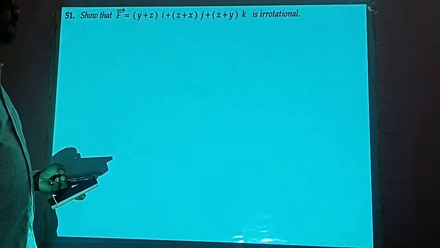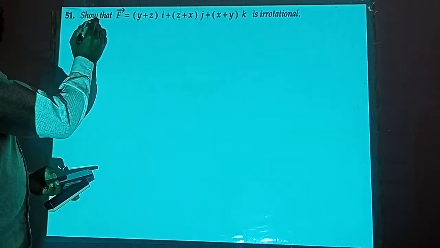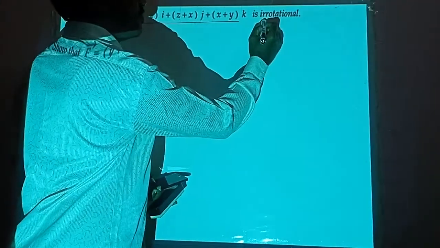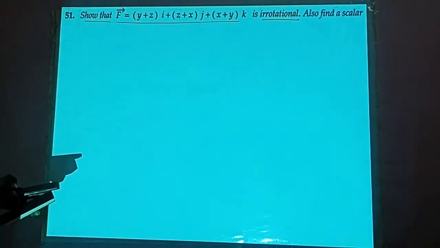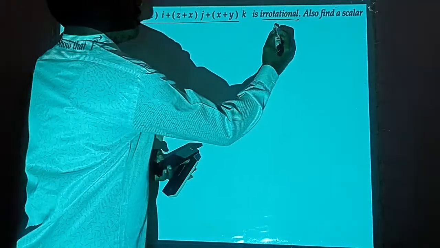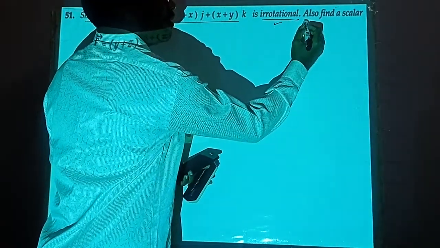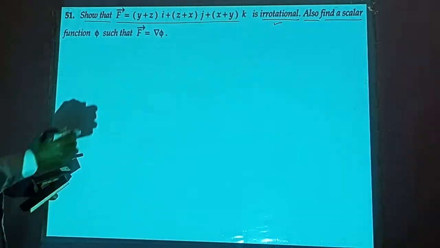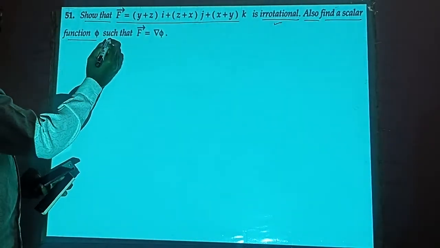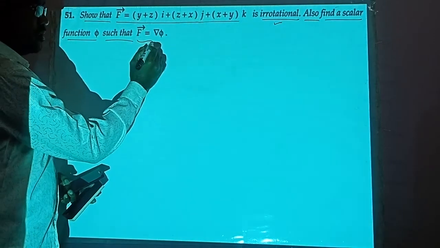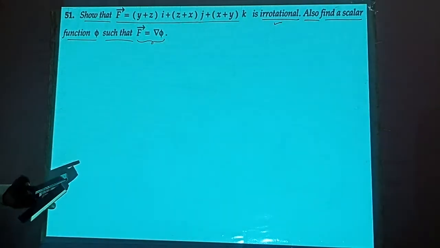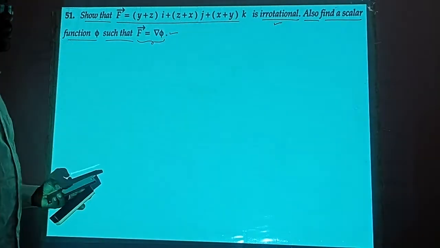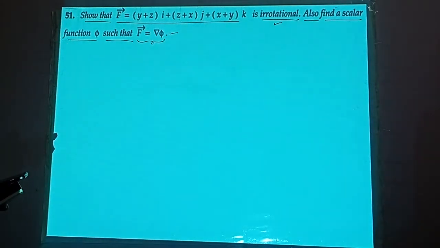Let us see the next problem. Show that the vector f is irrotational. After proving it is irrotational, also find a scalar function phi such that this condition holds true. We have seen this condition already. Let us solve the problem.